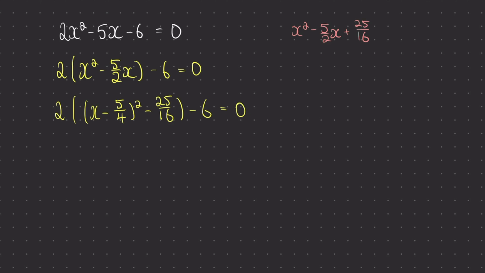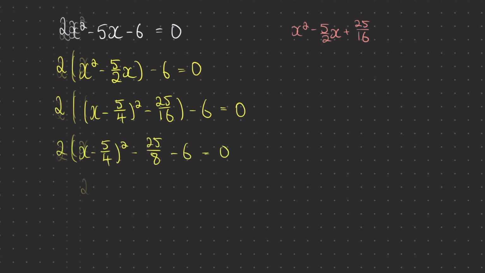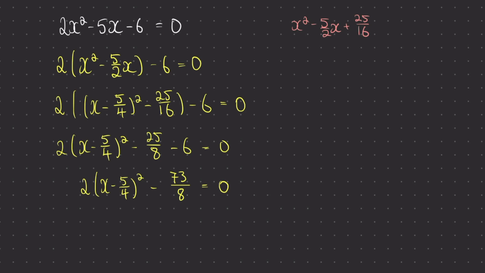Now it's time to expand, so we can multiply the 2 into this big bracket now, which will look something like this. I can now simplify. So at this stage I can now add this fraction to both sides of my equation, then divide both sides by 2. Now, I can't just square root both sides straight away because I have this extra 2 in front of the square bracket. So I'm going to do that on both sides.